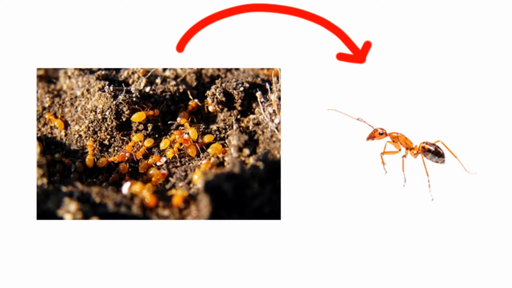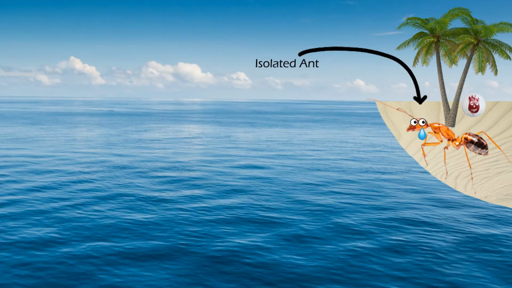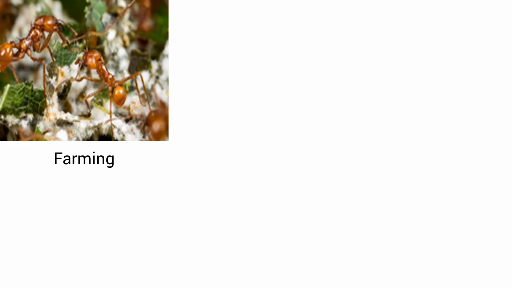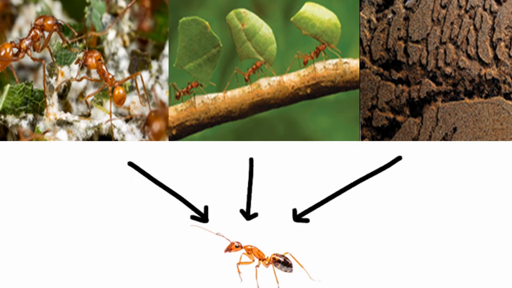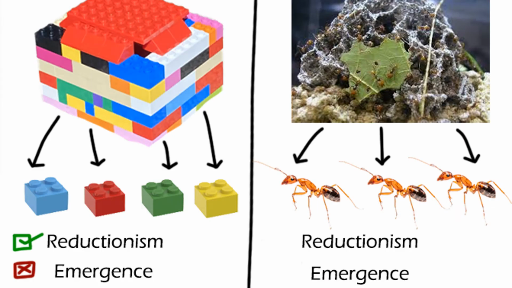To test this, let's try to isolate an ant from its colony. Ant colonies can farm fungi, go foraging, and build complex structures, but we can't explain this complex behavior just by looking at that one ant. So, reductionism fails. And when reductionism fails, you know you're looking at emergence.